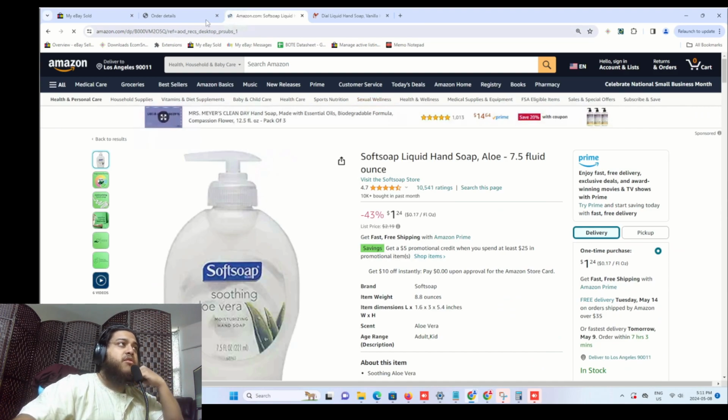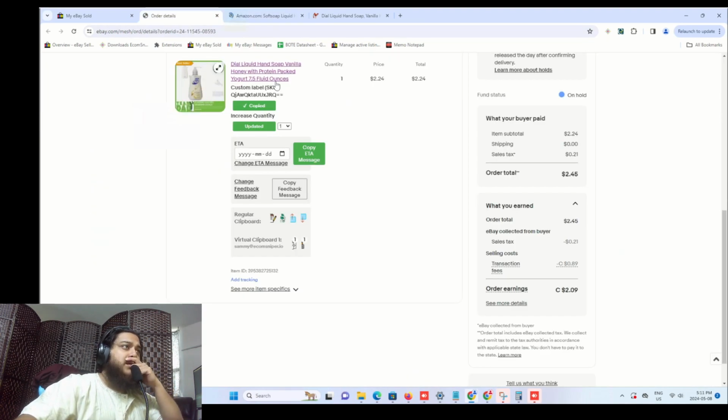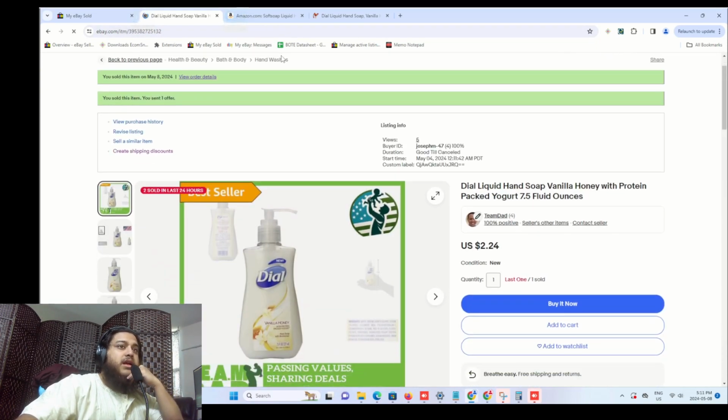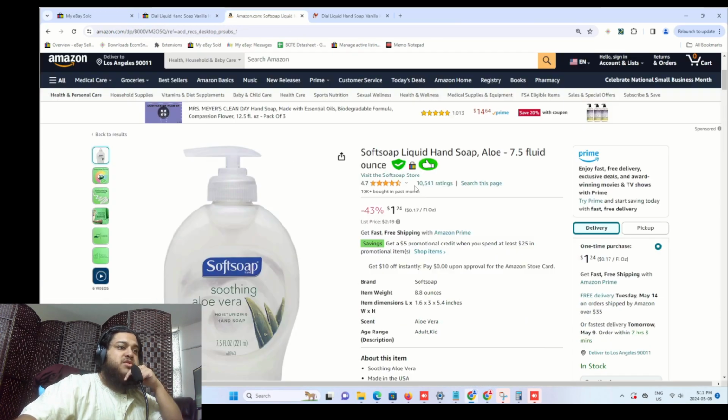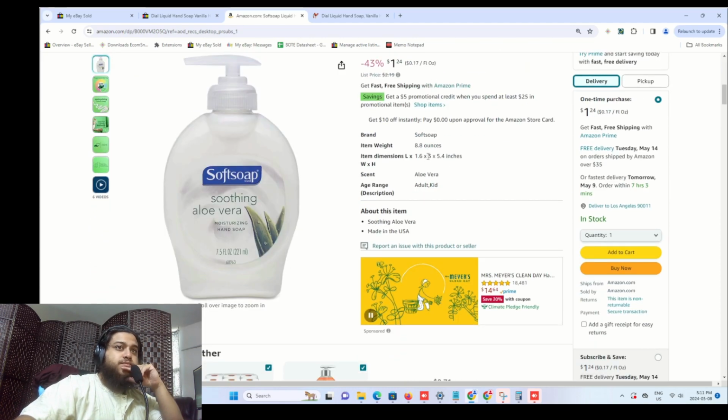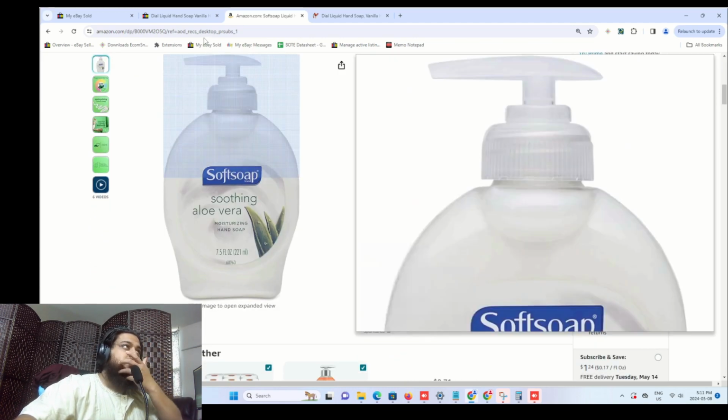is 7.5 ounce. I wonder, is it okay? Yeah, it looks like it's the same thing. Yeah, Dial liquid hand soap vanilla, soap soft. Okay, this is a bit different. Aloe 7.5 ounce. Hmm, interesting.